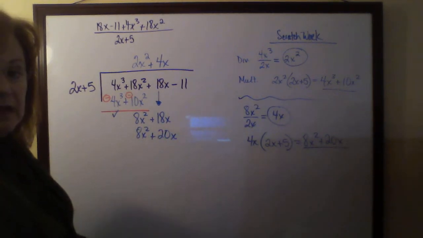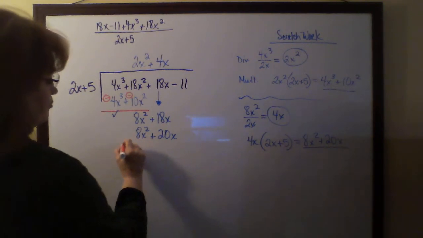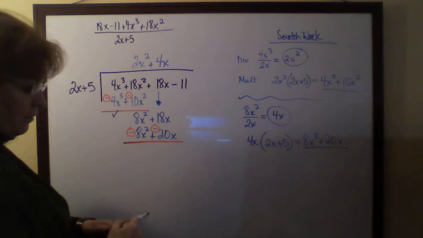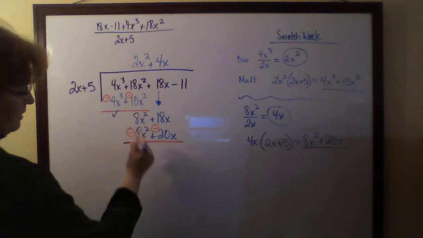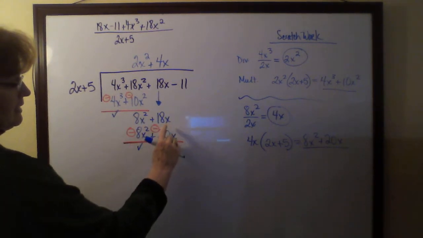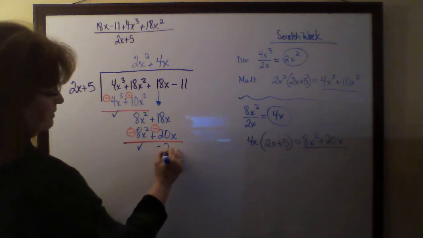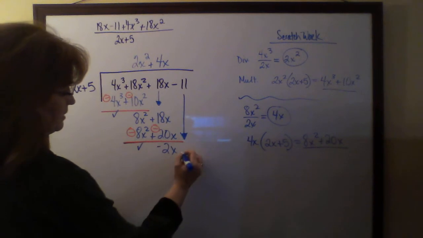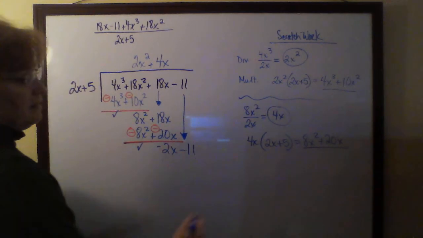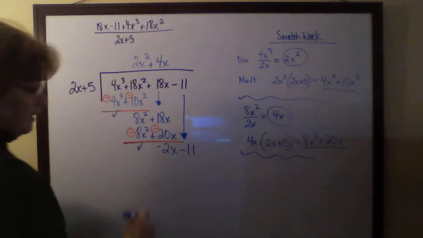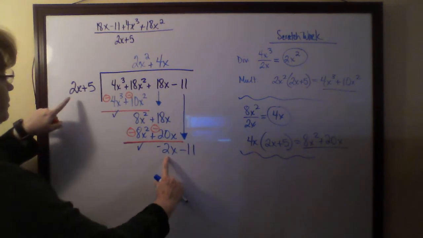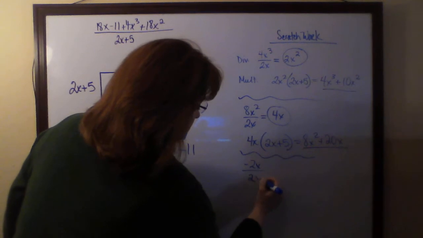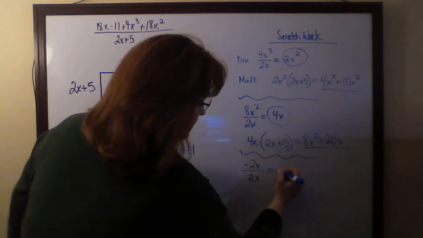The next step in the algorithm is subtraction, so draw your line and change your signs. All right, we got what we wanted in the left column, these two cancel out. 18x minus 20x, however, gives us negative 2x. The last step in the algorithm here is to bring down negative 11, start over again. Negative 2x is our leftmost term divided by 2x. Negative 2x divided by 2x is going to end up being negative 1.